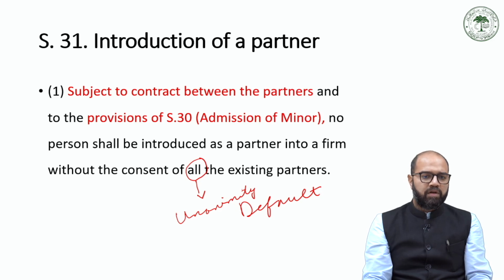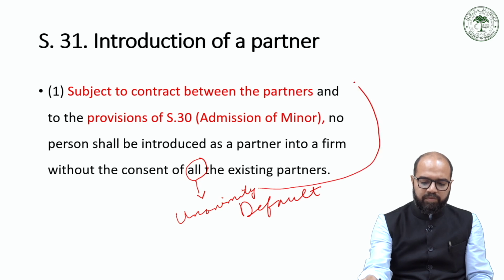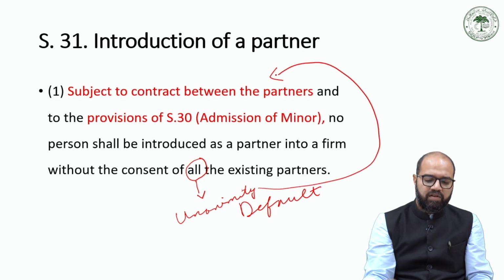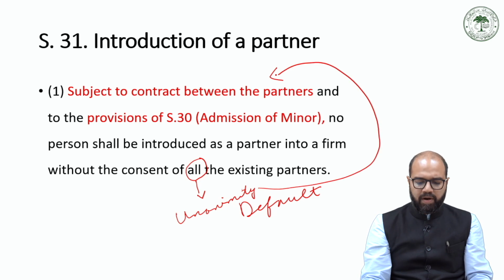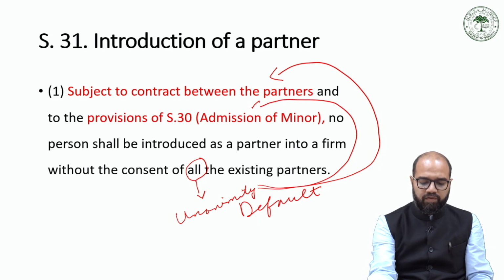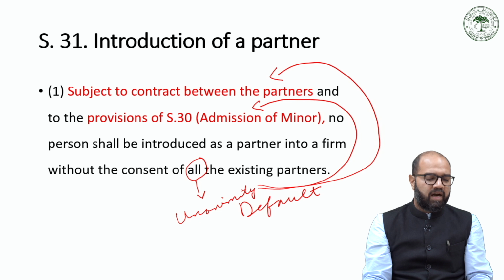However, this default rule of unanimity is subject to two things. Firstly, subject to contract between the partners, and the second is the provisions of Section 30, that is, admission of a minor. Now, what is Section 30 related to admission of a minor? It is dealt with under a separate lecture, minors agreement. So please refer to that.